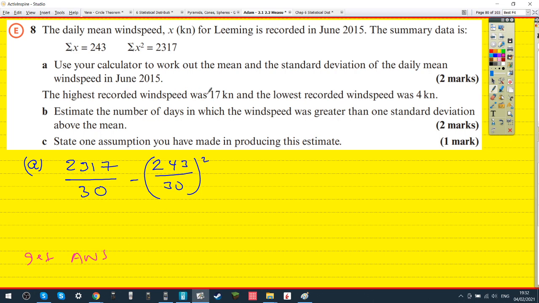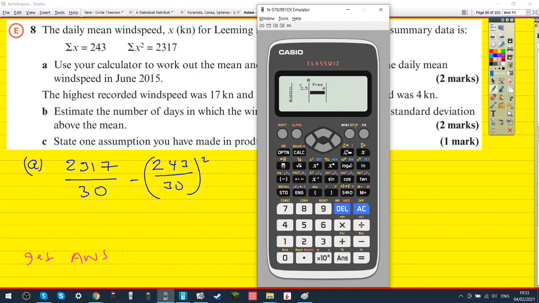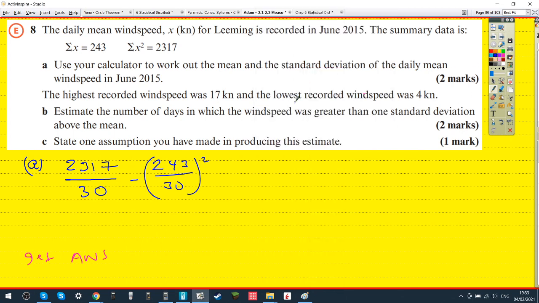The highest recorded wind speed was 17, lowest was 4. Estimate the number of days in which the wind speed was greater than 1 standard deviation above the mean. I better work this thing out. What is the standard deviation? Okay. Of which? For part A. Okay, so can you put that into the calculator?